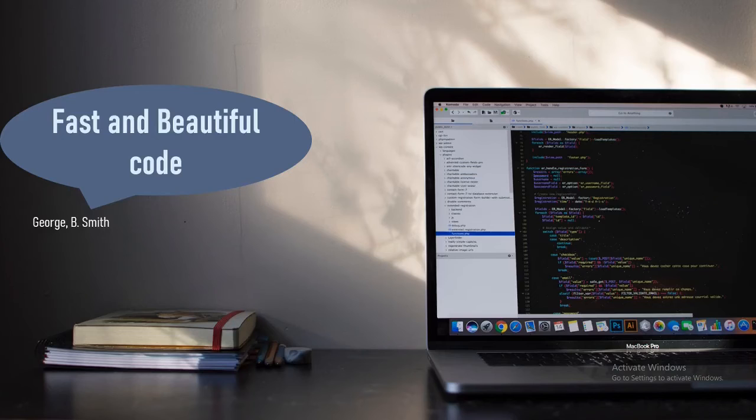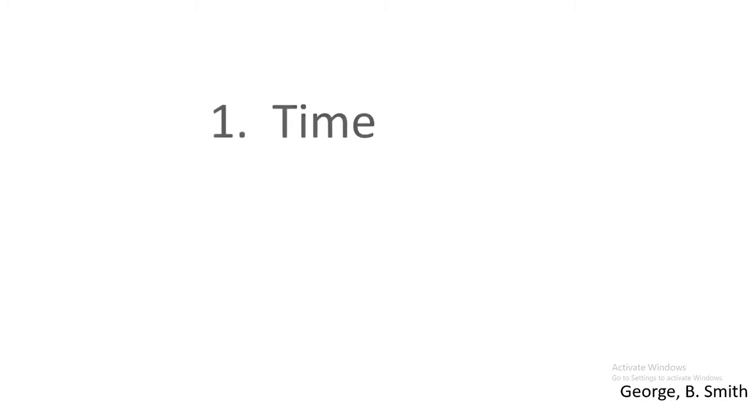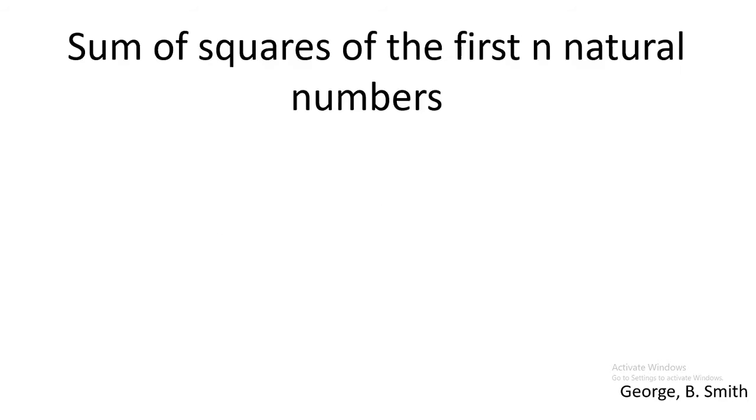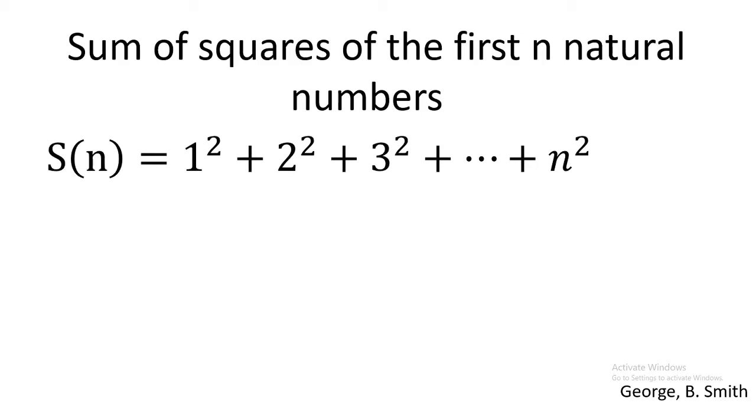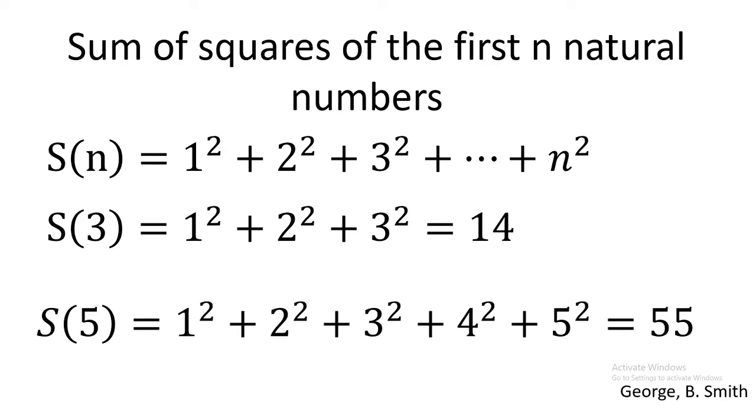Hello and welcome back. In the last video we saw how we can profile our code using the command prompt, because we said we have two things to profile in code: time and memory. We used as an example a program that computes the sum of squares of the first n natural numbers. We tried it when n is 3 and when n is 5, and we got this result.